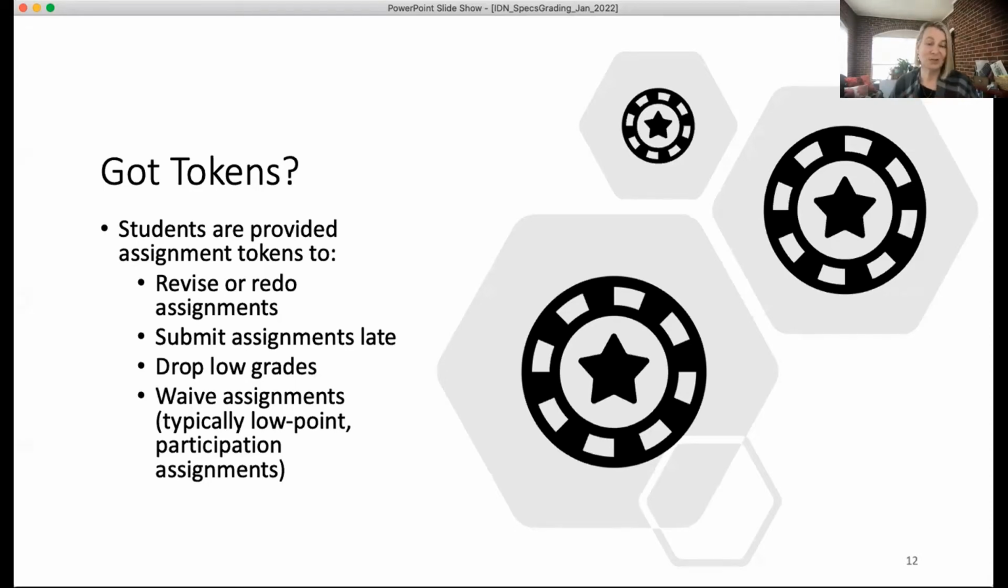It's kind of like excusing their absence with a token, but that way we don't have to really play the attendance game with them. And if they miss the graded in-class assignment because they weren't there that day, then they can just submit the token for it.